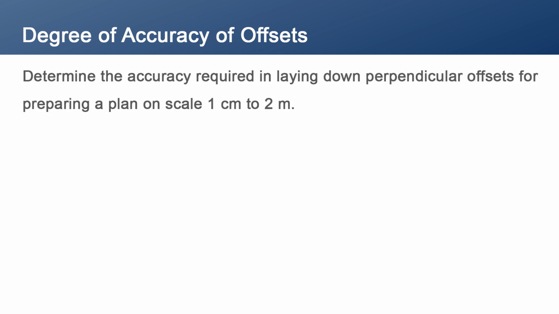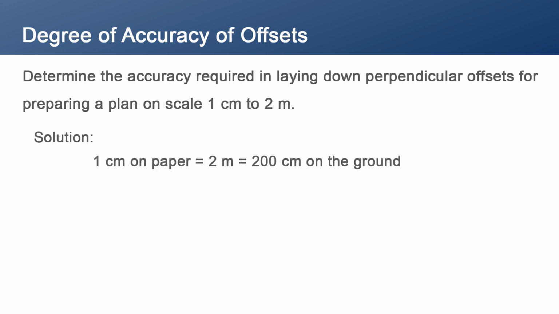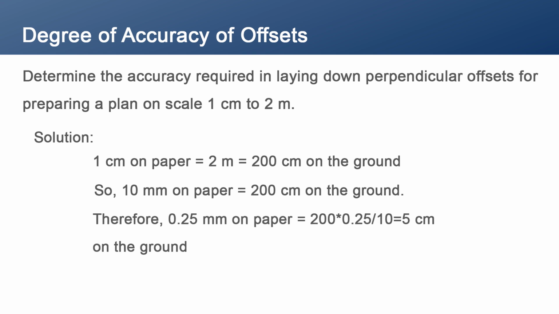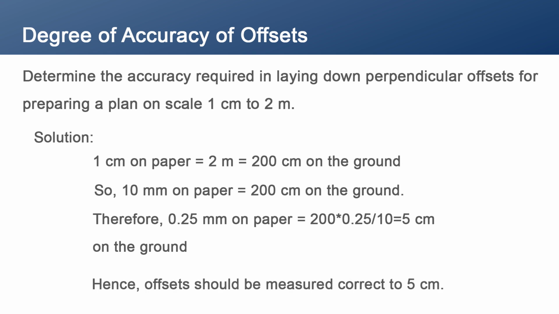Let us see an example, that is, determine the accuracy required in laying down perpendicular offsets for preparing a plan on scale 1 cm to 2 meter. So the solution goes like this. The conversion is 1 cm on the paper equals 2 meter on the ground. So 10 mm on the paper will be 200 cm on the ground. Therefore, 0.25 mm on the paper will be 5 cm on the ground. This means your offset should be measured with an accuracy of 5 centimeter.